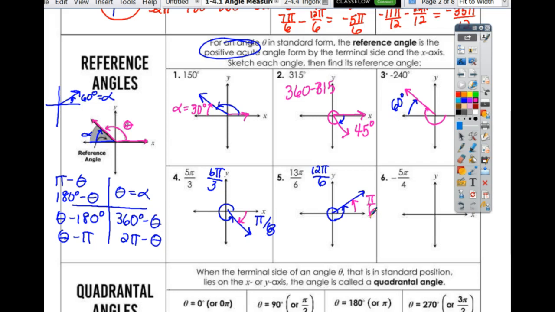So 5 pi over 4. First of all, pi over 4 is 45 degrees. Just listen. Pi over 4 is 45 degrees. So how many 45s do I have in a 90? 2. But how many do I have altogether? 5. So if I do 2 here, 2 here, how many here? 1.